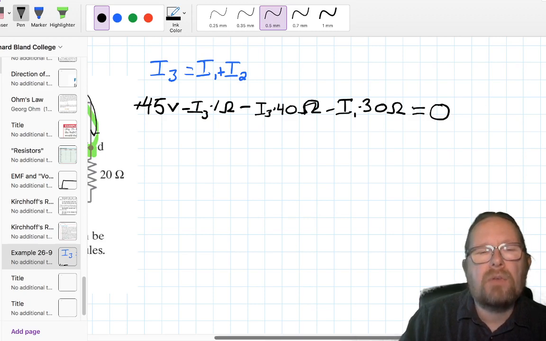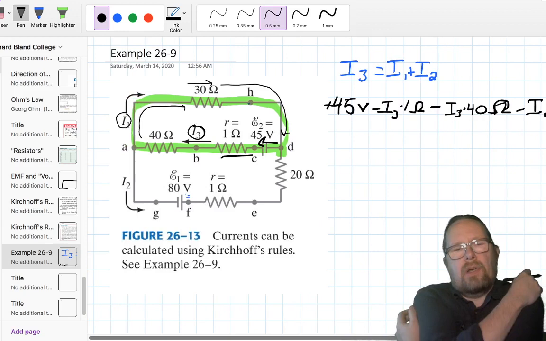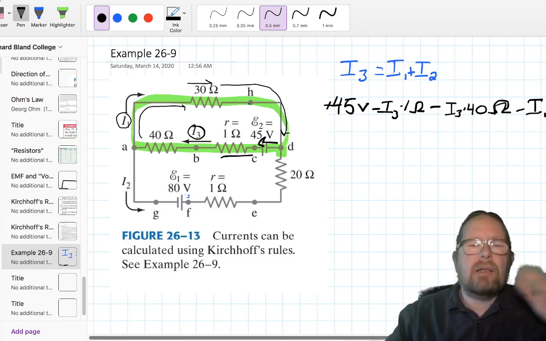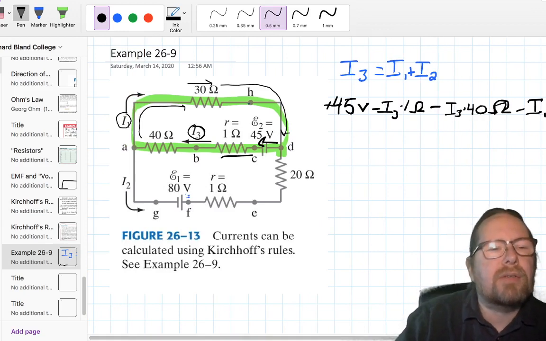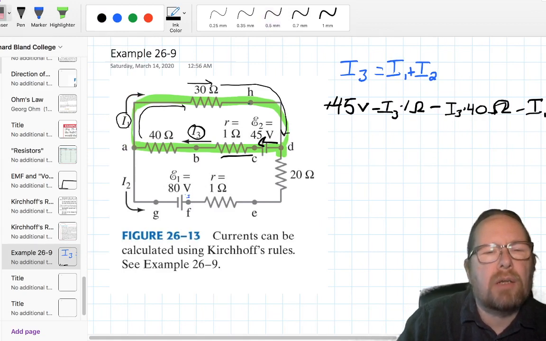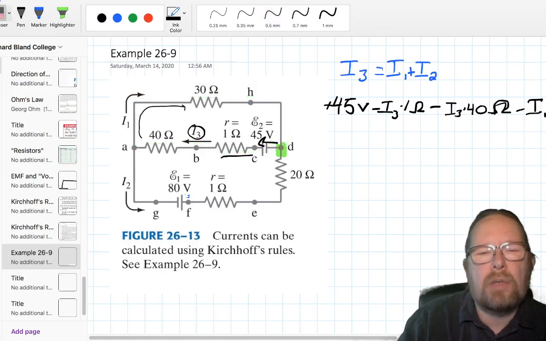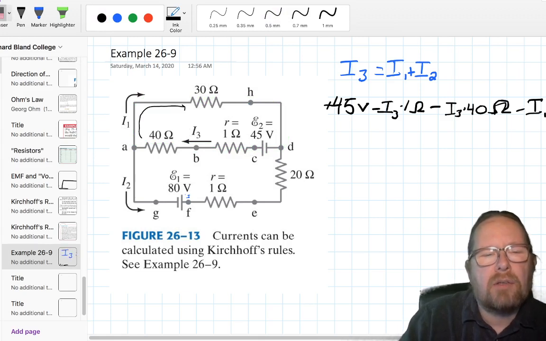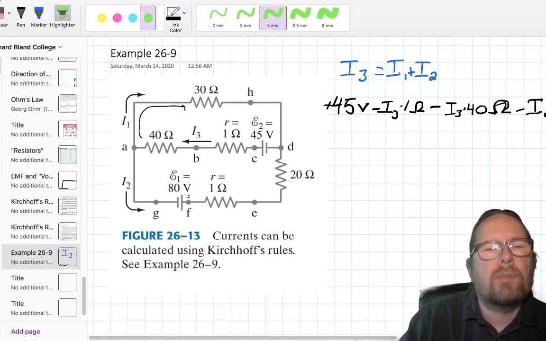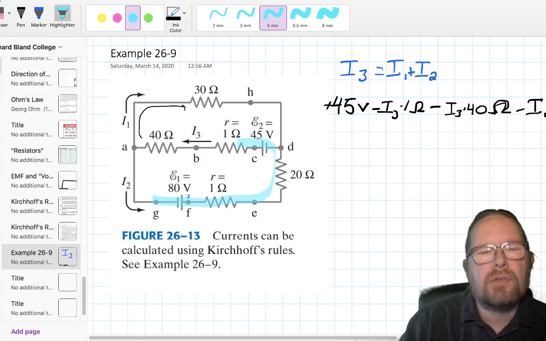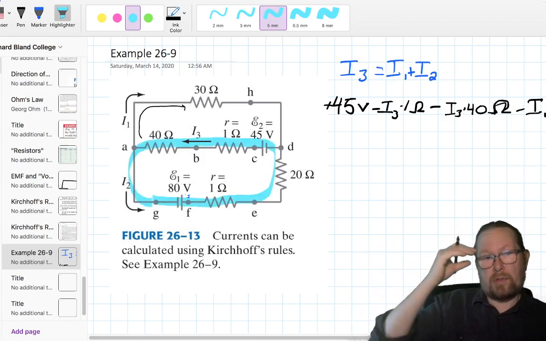Okay? Now I do the same thing with a different loop. I can start at D again, but let's start someplace different, just to show that it doesn't matter. And then we'll go see what your book did, and hopefully your book made different choices than we do, and we get the same answer. So let's start at G. And let's take a loop that starts at G and goes in the direction of I2 and I3 around like this. And makes it back to G again.